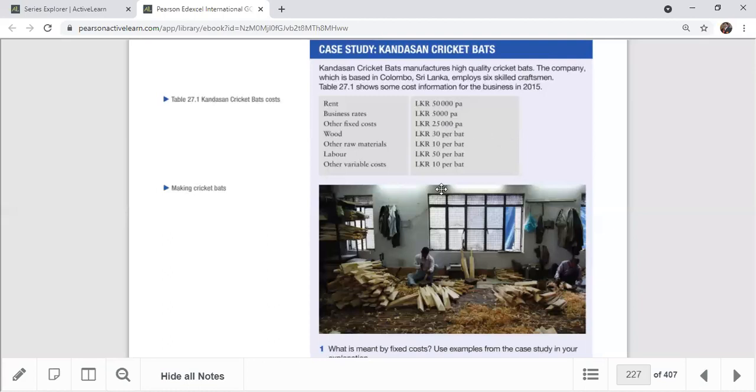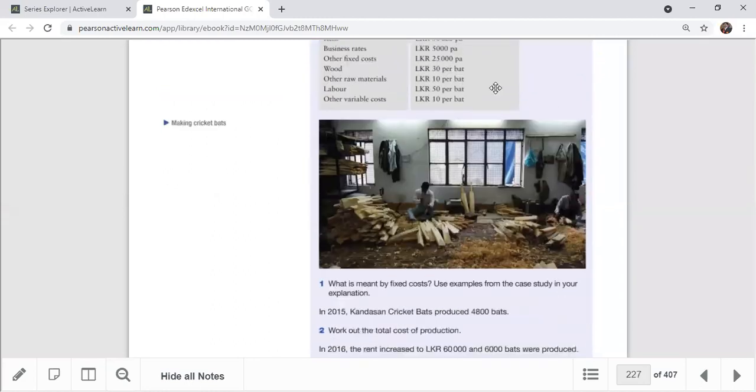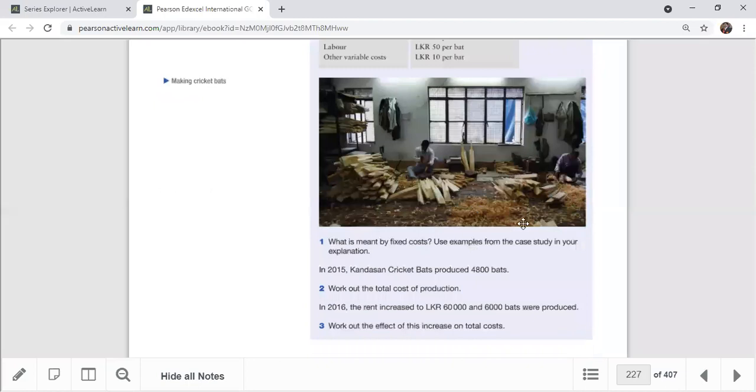We add these last 4 items: wood, other raw materials, labor charges, and other variable cost. That depends on the number of bats they're producing. So we have to find out how many bats they produce, right? Let's go. Now we know the total variable cost per bat is 100 rupees, and total fixed cost for the business is 80,000. Let's answer these questions. What is meant by fixed cost? Use an example from the case study in your explanation.